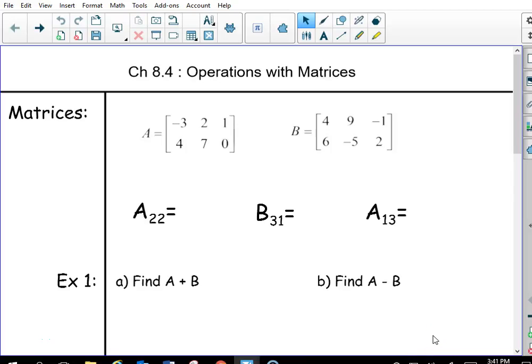Okay, we're going to work on operations with matrices. So further operations, we're going to work on adding, subtracting, multiplying by a scalar, and also multiplying two matrices by each other. One thing we need to know about matrices, because this question here, A22, is asking you to find a certain element in the matrices.